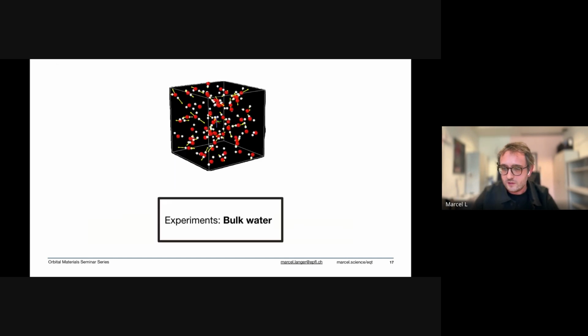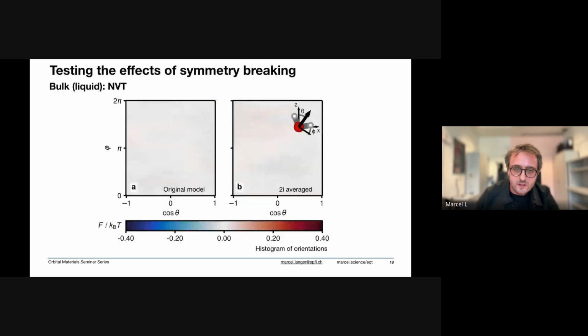However, not everyone is looking at a single water molecule, and indeed we trained it on bulk water. So the next experiments are on bulk water. And here we find, rather interestingly, that there is absolutely no impact of this non-invariance. So here we see the same plot from previously, just for the bulk, so averaged over all the molecules. And it's completely flat. There is no preferred orientation by any statistical measure you want to impose.